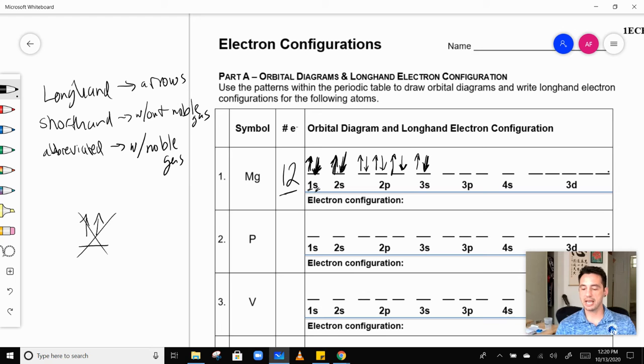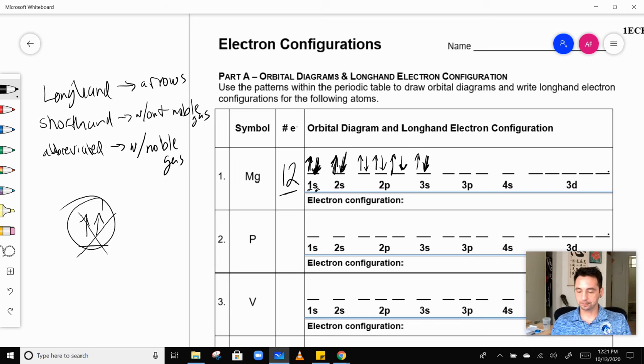So this is a longhand configuration. It's annoying, and you'll most likely never have to do it on an AP exam. They may give you this setup in a multiple choice and ask you what's wrong with it. They might give you something that's wrong, like two arrows up like this. You'll see in this worksheet there's actually a couple of questions that ask you that. Well, what's wrong with them?